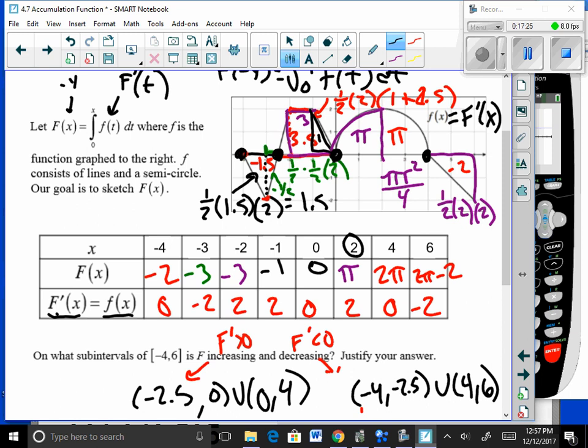Now it says justify your answer, so you would need to write out an explanation, you couldn't just put that answer there. So your explanation could be capital F prime is greater than 0, and then state those intervals. And then capital F prime is less than 0, and then state your intervals. So it's by letting them know what you're looking at.